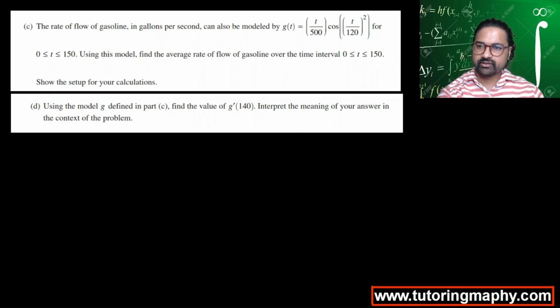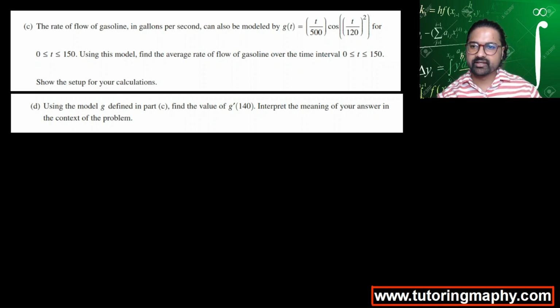All right. Once again, I'm going to show my calculation, of course. So let's do away with this. This is G of t, and I need the value of G prime of 140.